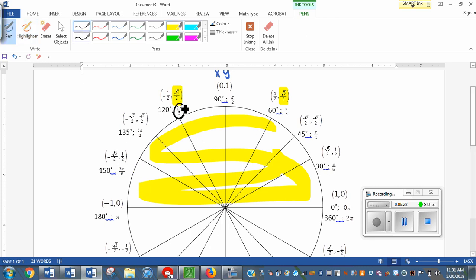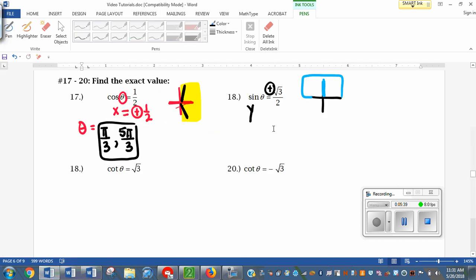And again, it depends on whether they give you degrees. If they give you degree choices, use the 120 and the 60. But if they give you radian choices, use the 2 pi over 3 and the pi over 3. And I'm just drawing these lines to highlight the angles on the unit circle that we used.